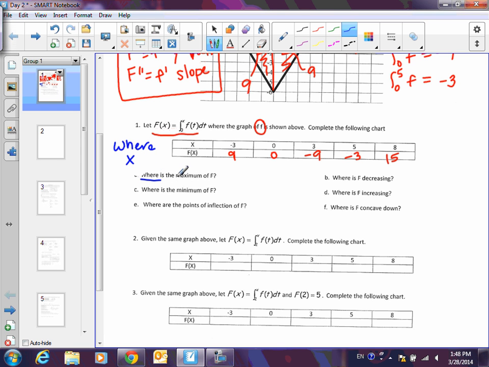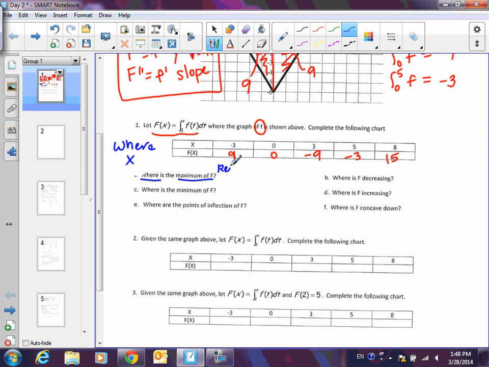Now this is where is the maximum of F. This does not say relative or absolute. So we're actually going to do both. And then we're going to have an ongoing conversation today and Monday about the difference. So let's first do the relative maximum.